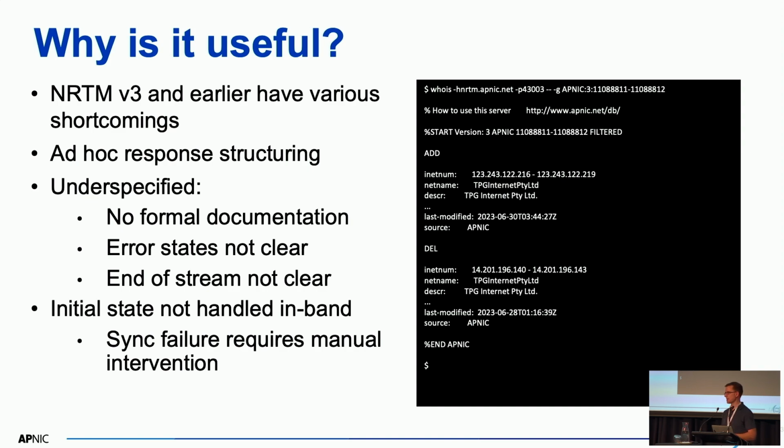And another thing is that the initial state is not handled in band. So you have to go and get some snapshot from somewhere, seed your system with that, and then use NRTM to keep it up to date. But for example, with the APNIC service, you can get updates for the previous 2 weeks, but if you fall out of sync for longer than that period of time, then you need to set things up again, and it's a bit of a pain.